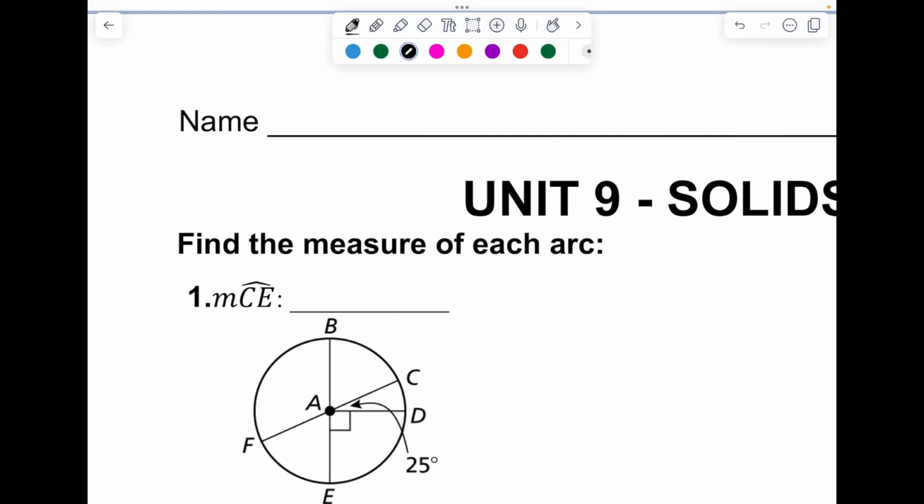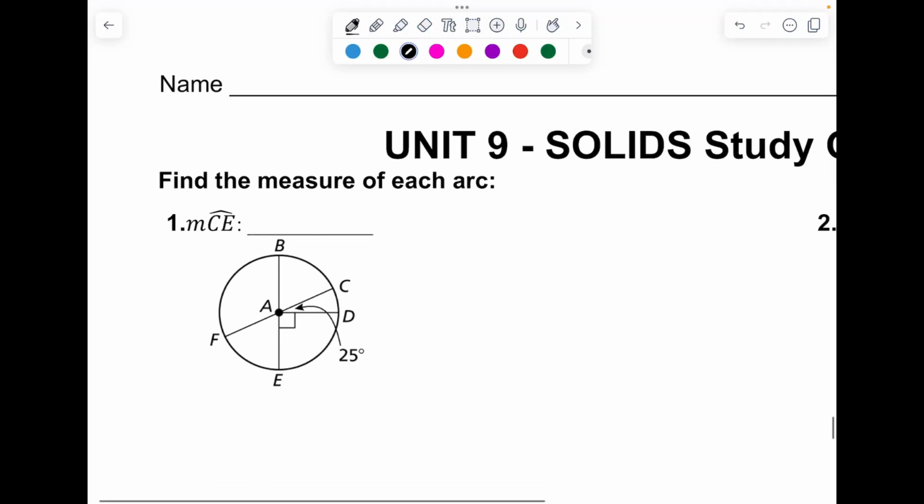All right, let's look at your Unit 9 study guide. The first one wants us to find the measure of each arc, and looking at the first arc, it wants us to find CE, which I know right away is a minor arc because it is smaller than 180 degrees. So my answer should be less than 180.